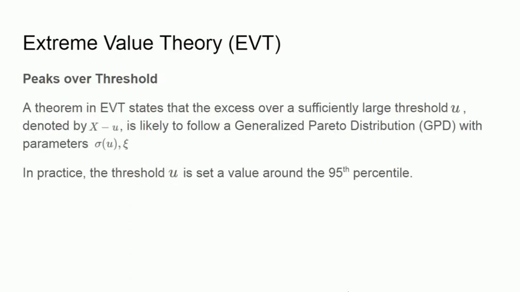We now describe the peaks over threshold method. A theorem in EVT states that the excess over a sufficiently large threshold u, denoted by x minus u, where x is the random variable, is likely to follow a generalized Pareto distribution with the parameters sigma u and xi. This means the scale is a function of the threshold. In practice, the threshold u is set to a value around the 95th percentile.